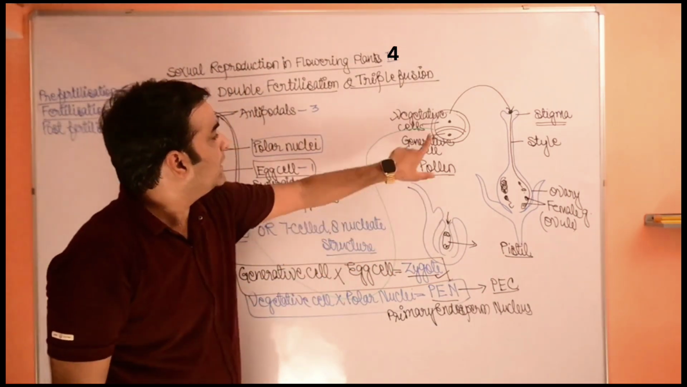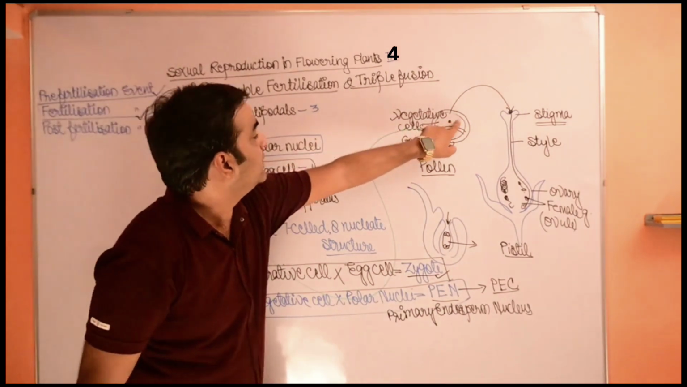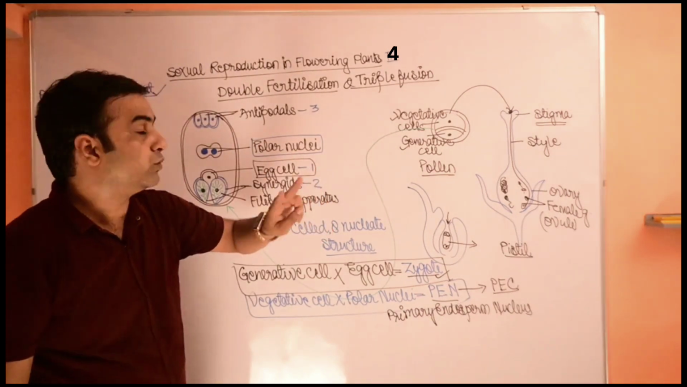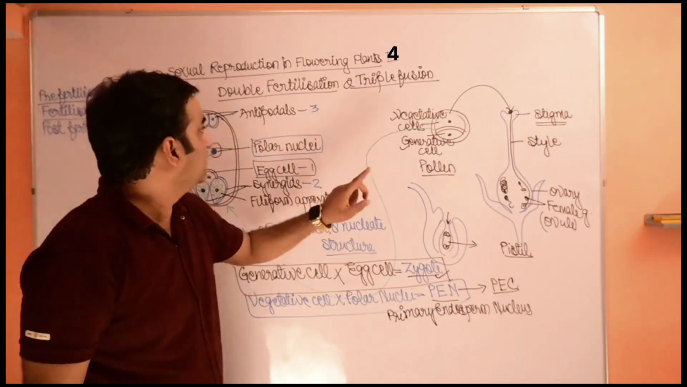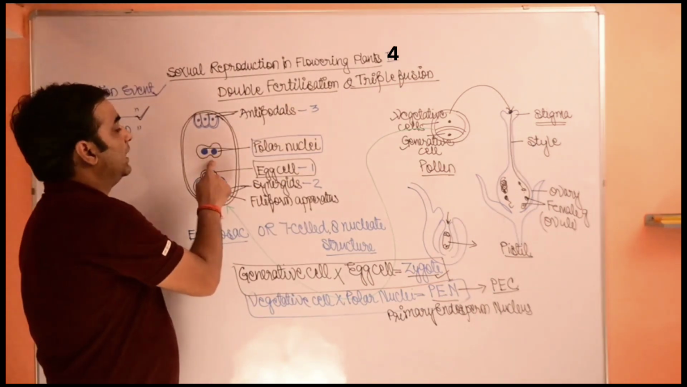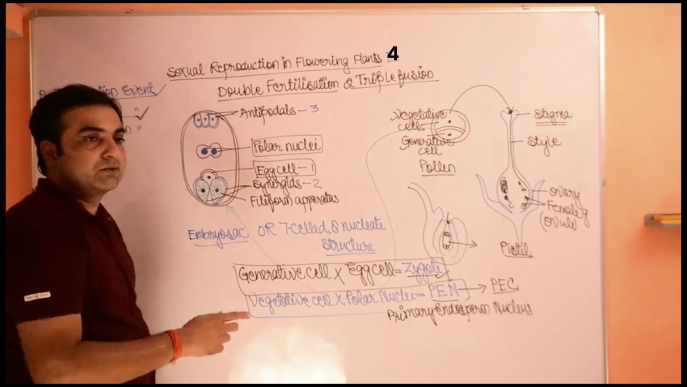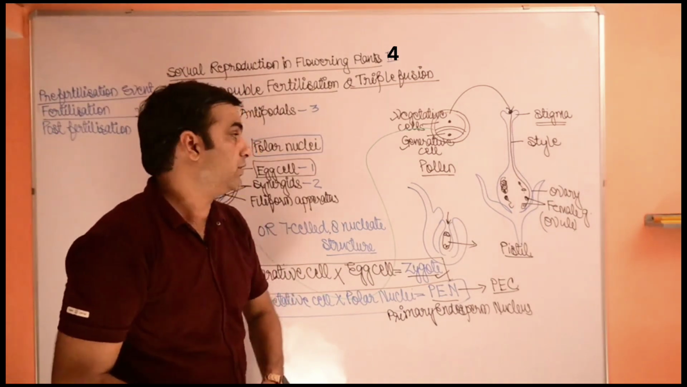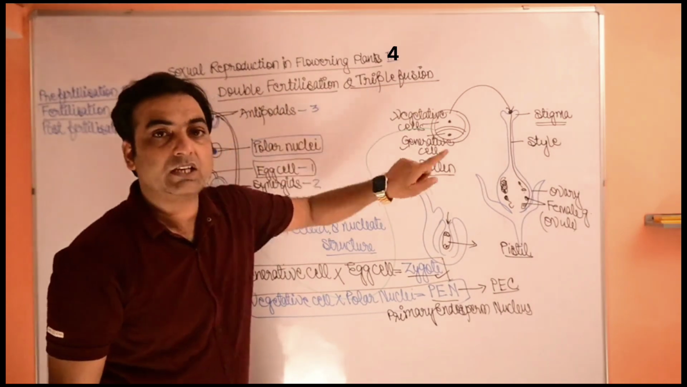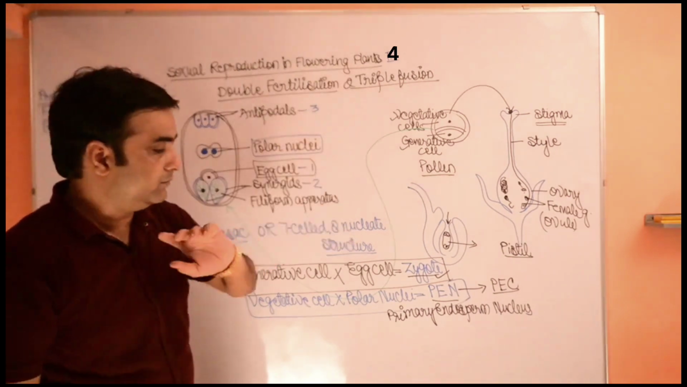सो फ्यूजन कैसे होता है? इसका जो जेनरेटिव सेल होता है वो फ्यूज करता है एग सेल से, और इसका वेजिटेटिव सेल इन दो न्यूक्लियाई से फ्यूज करता है. इसीलिए फ्यूजन दो बार हो रहा है, फर्टिलाइजेशन दो बार हो रहा है, इसीलिए इसको डबल फर्टिलाइजेशन कहते हैं, जैसा कि मैंने यहाँ लिखा है. और फ्यूजन यहाँ पे दो न्यूक्लियस यहाँ ऑलरेडी थे और एक न्यूक्लियस वेजिटेटिव सेल का, तो तीन न्यूक्लियाई फ्यूज हो रहे हैं, इसलिए इसको कहते हैं ट्रिपल फ्यूजन. So this will be called triple fusion, और इसीलिए इस प्रोसेस को डबल फर्टिलाइजेशन ट्रिपल फ्यूजन कहते हैं. So this is all about the double fertilization and triple fusion.